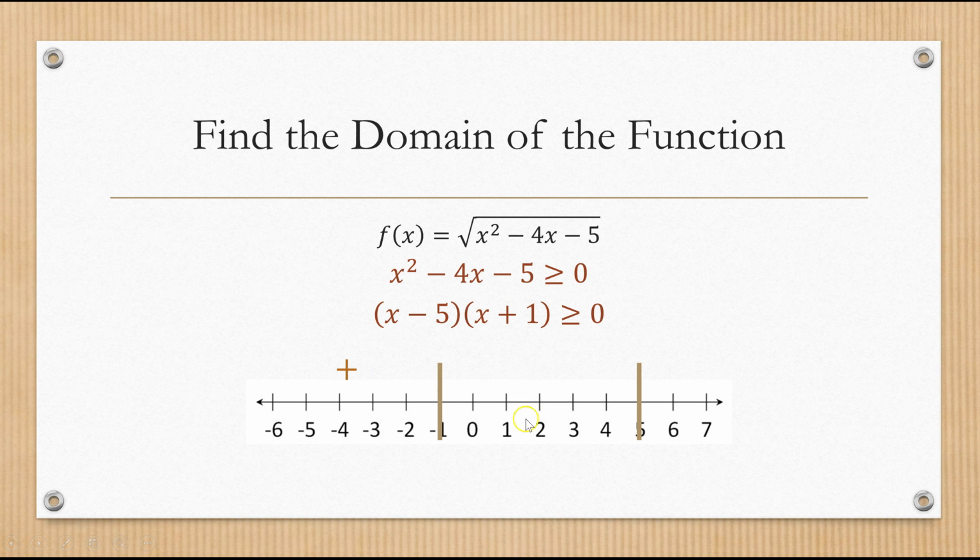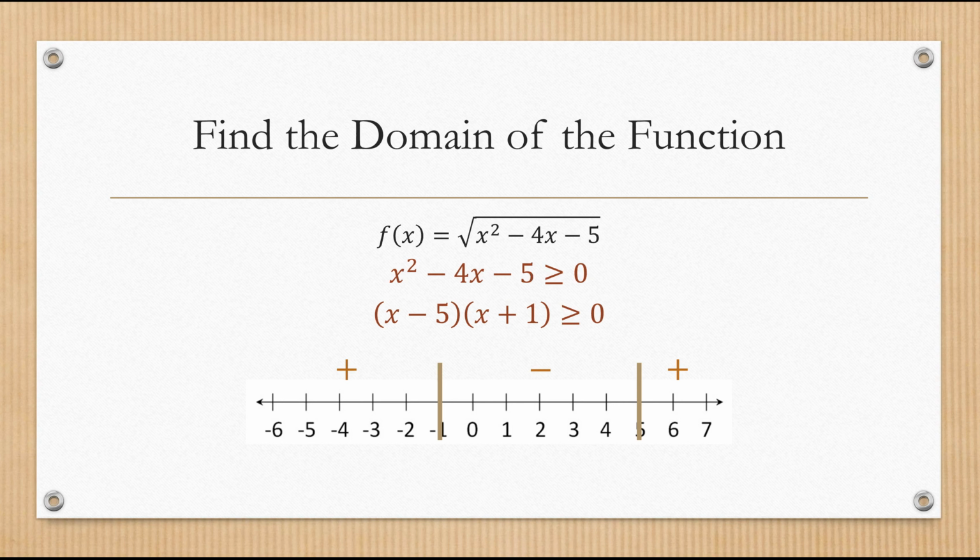If I pick a number between -1 and 5, let's go for 0. That gives me -5, +1. Negative times positive is negative. So this would not be part of my domain, right? Because in between here, this polynomial has a negative value and I can't take the square root of a negative number. And then finally, for the last section, I'll pick like 7. 7 minus 5 is 2. 7 plus 1 is 8. 2 times 8 is a positive number.